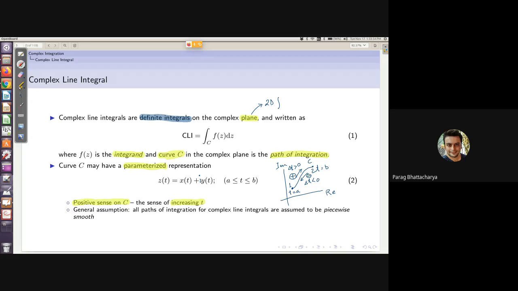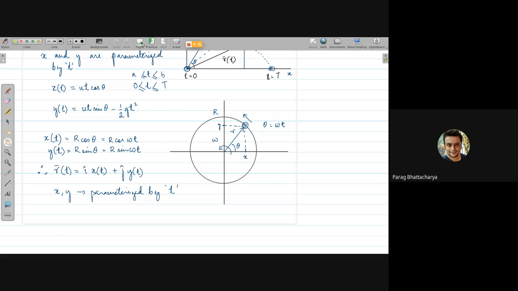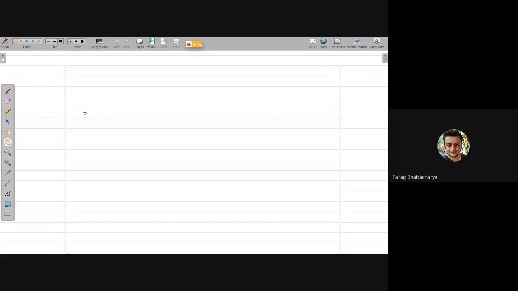And there is a general assumption: all paths of integration for complex line integrals are assumed to be piecewise smooth. What do you understand by piecewise smooth? Anybody? Piecewise smooth curve. I'll not go into the mathematical definition of this. You would probably have done this in a course on real analysis in your undergraduate. A smooth curve is one in which the derivative does not change abruptly.